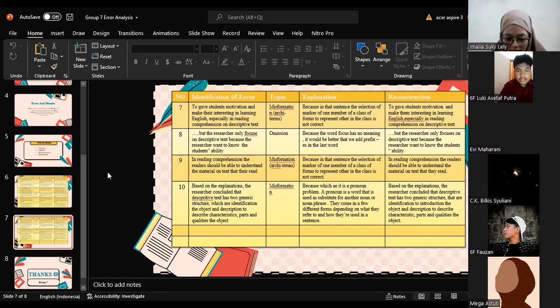Number 8, but the researcher only focus on descriptive text because the researcher want to know the student's ability. The type is omission, and explanation is because the word focus has no meaning. It would be better that we add prefix strip s in the last word. And a reconstruction, the researcher only focus descriptive text because the researcher wants to know the student's ability.